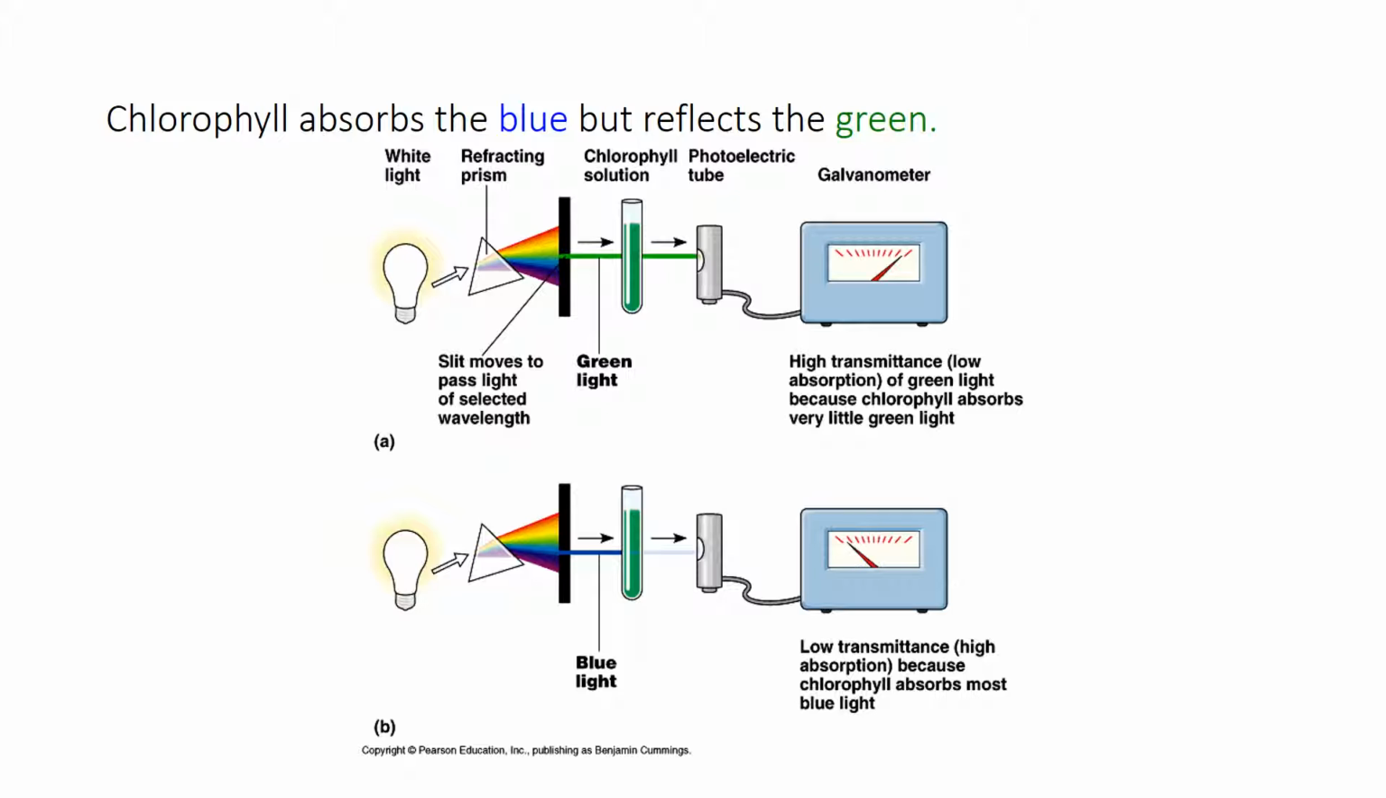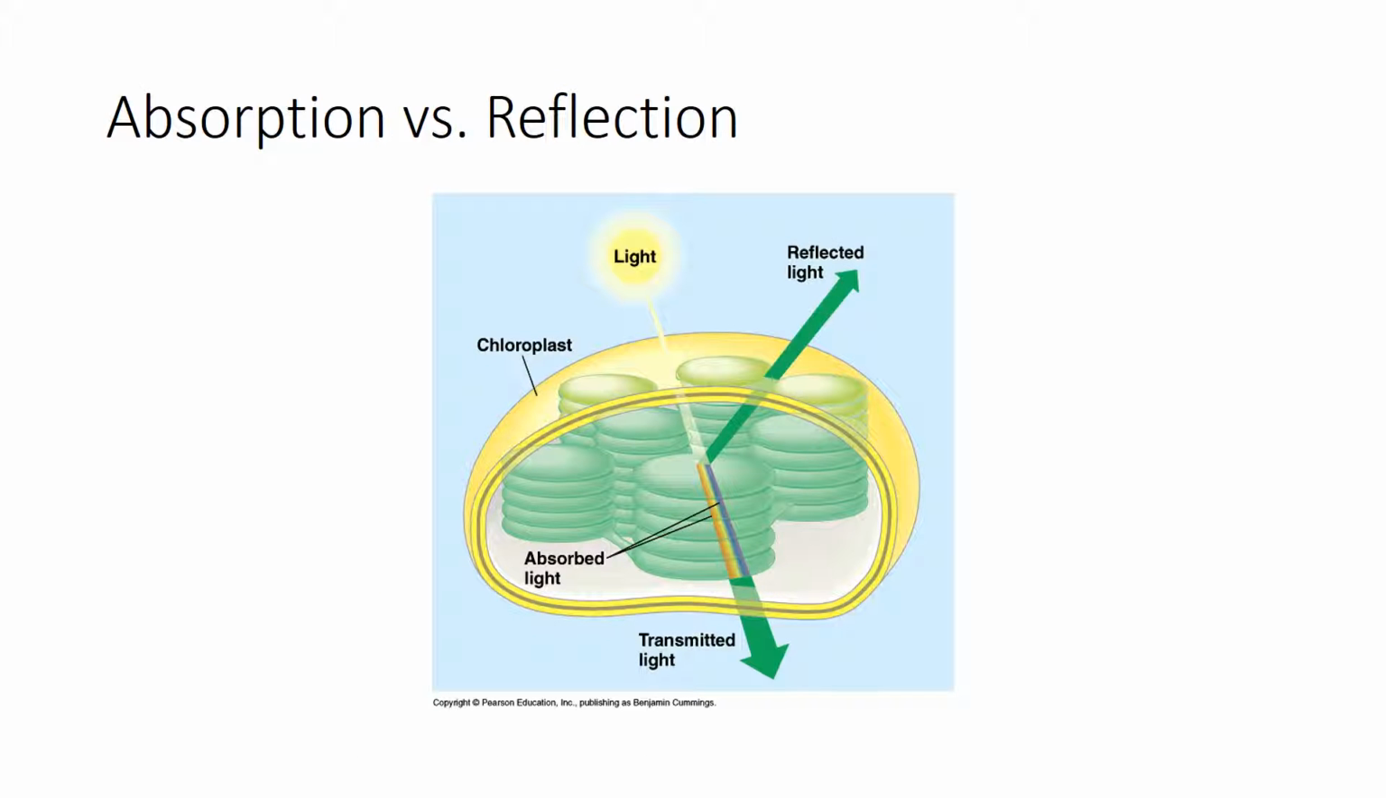However, if I do the same thing and I use a filter that only lets blue light go through, we can see that most of that blue light is being absorbed by the chlorophyll and very little is being passed through to be detected by the photoelectric tube, and we have very little transmittance. So blue light is a high quality light for photosynthesis. Green light is the low quality light for photosynthesis. Okay, and again, remember, in the thylakoid membrane, red, yellow, blue, and indigo and violet are being absorbed, but green light's being reflected, so that's why we see plants as being green.